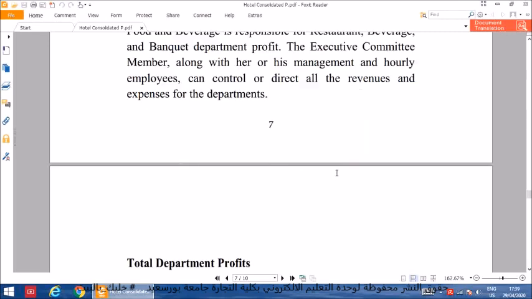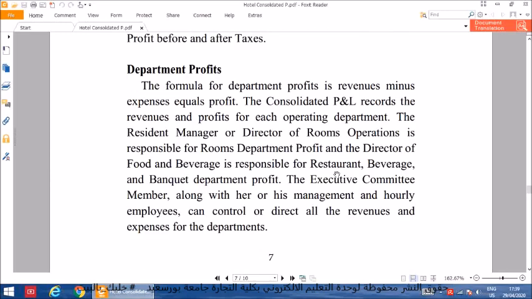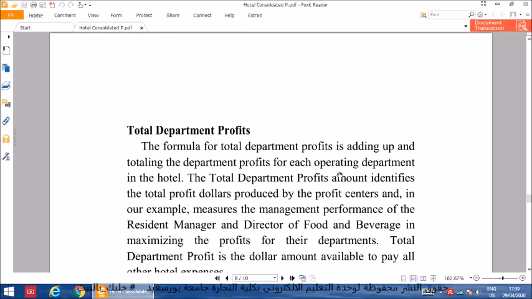And it can be done by the manager for each department. Total department profits. The formula for total department profits is adding up and totaling the department profits for each operating department in the hotel.